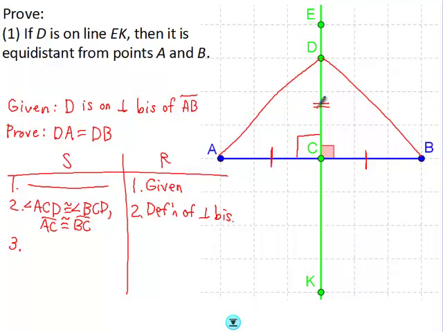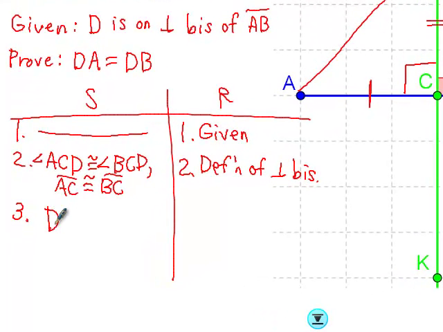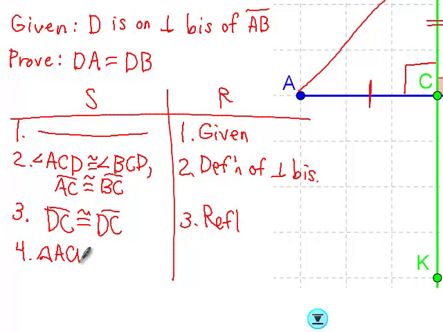The two triangles share segment DC. So I'm going to say that DC is congruent to itself. And hopefully you remember that is because of the reflexive property. It's the reflexive property of congruence. We'll just write REFL. Okay, so we know these three things, and since we know that, we know the two triangles are congruent. Triangle ACD is congruent to triangle BCD. And the reason we know that is because of the side angle side congruence postulate.